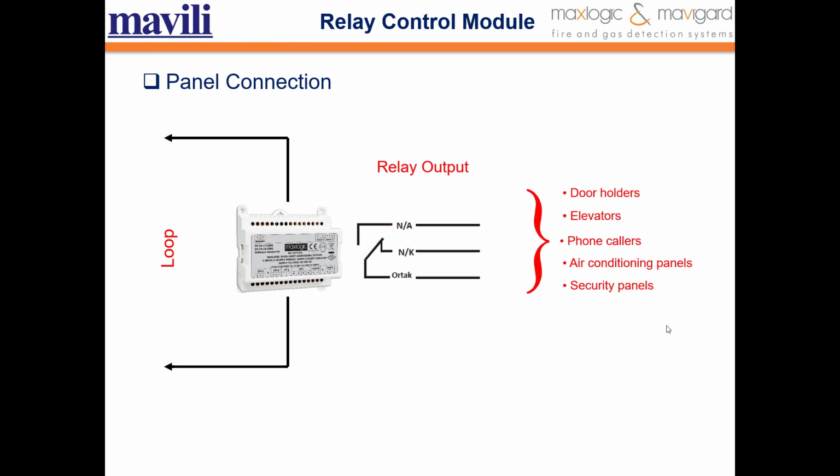And what is a relay control module? The relay control module is connected to the loop line of the panel and gets its energy from the loop line, like the monitoring module. The module has a double pole dry voltage-free contact relay output that can withstand 30 volts DC, 1 amp current. It has normally open and normally closed contact positions.